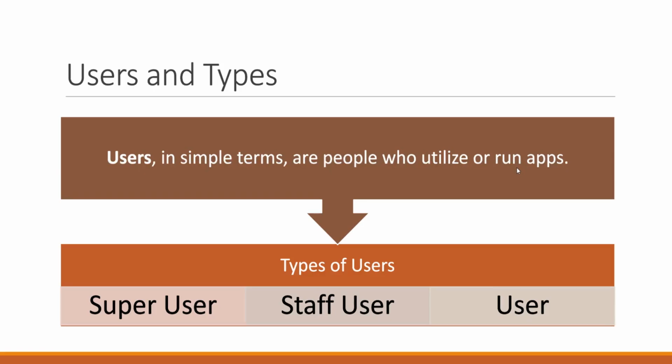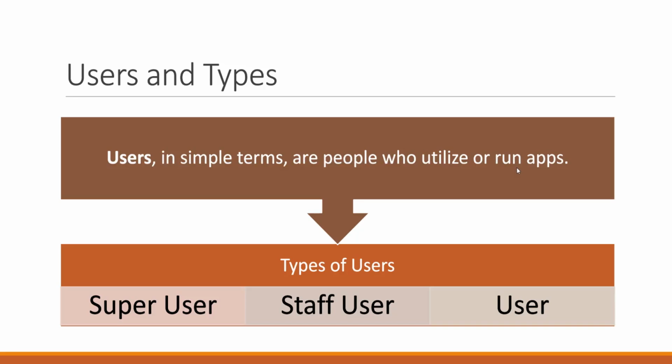So firstly, we will understand what a user is and what the different types of users available in Django are. In simple terms, users are the people who utilize or run the app. And in Django, we have three different types of user. The first one is superuser, the second one is staff user, and the third one is simple user. Now we will discuss each type of user in detail.